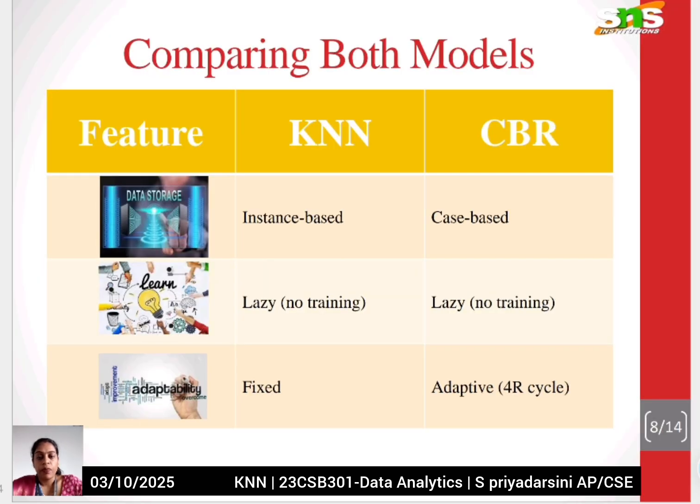Next is comparison. Let's compare KNN and CBR. First, in the feature of method, KNN uses instance-based and CBR uses case-based. KNN does not use any training, it is lazy, and CBR also does not use any training. Behavior is fixed for KNN and adaptive using the 4R cycle, which we have seen already. KNN gives immediate prediction, and CBR not only predicts but also learns and improves over time.